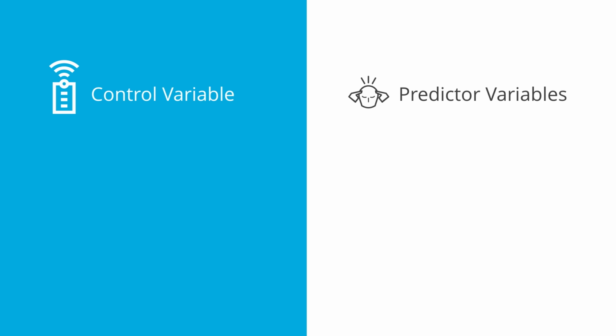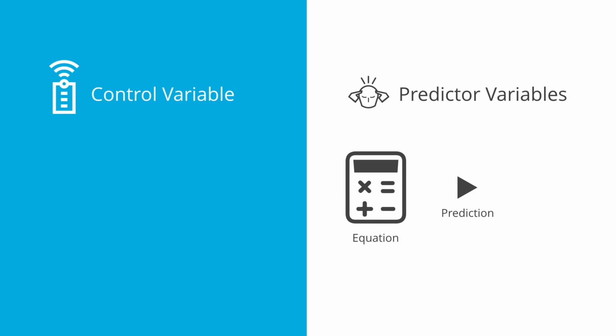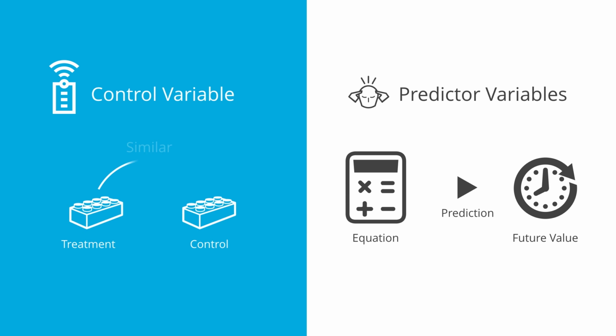Control variables are treated a little differently than predictor variables. They're not going to be used to build an equation to make a prediction on a future value. We already know we don't have enough information to do that. Instead, control variables are used to make sure that the treatment units and control units are as similar to each other as possible. This allows for the comparison of the target variable to be as accurate as possible.